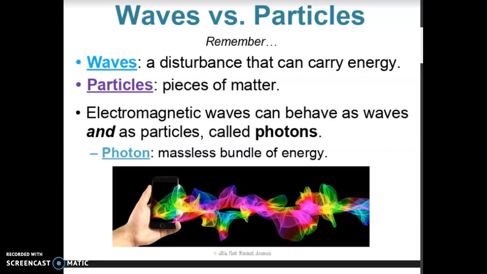In the picture you can see someone is holding a cell phone, and this is just a virtual image to help you understand a little bit better, but you can see how there's a bunch of different colors and they're all kind of clumped together, and it's moving in a wave-like motion, but they're individual photons because they're bundles of energy.